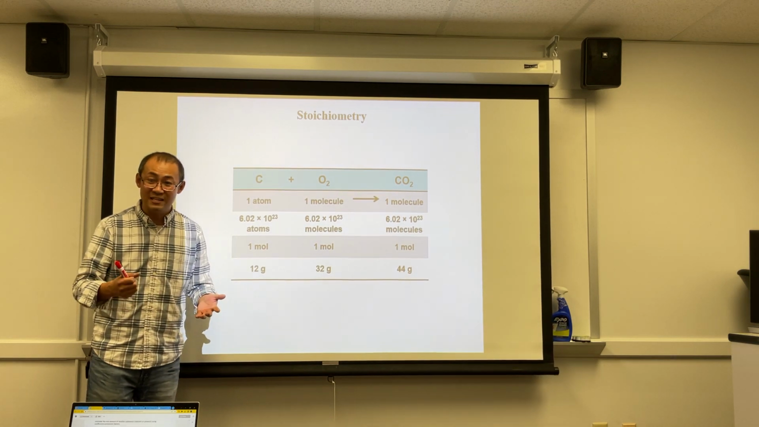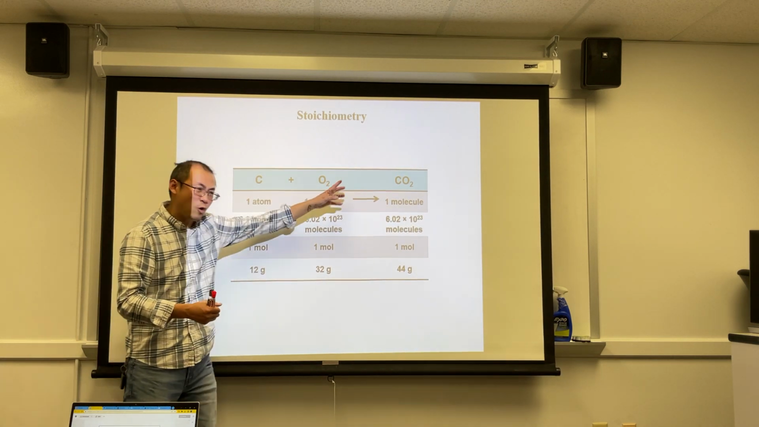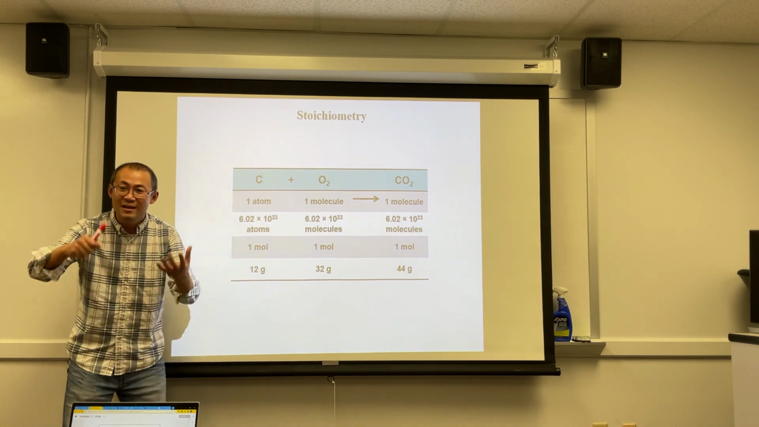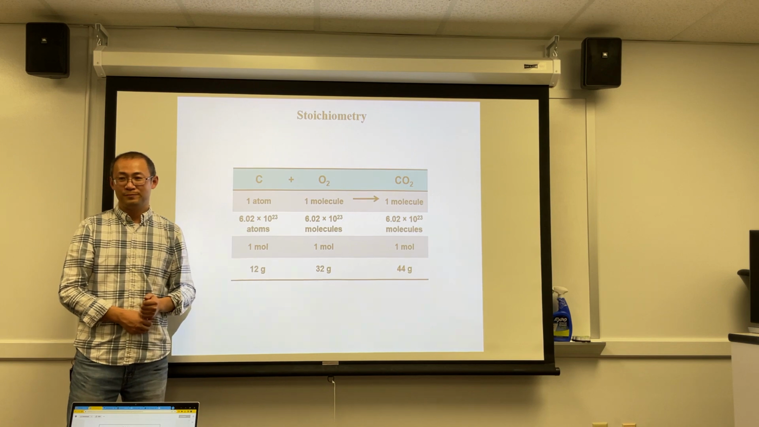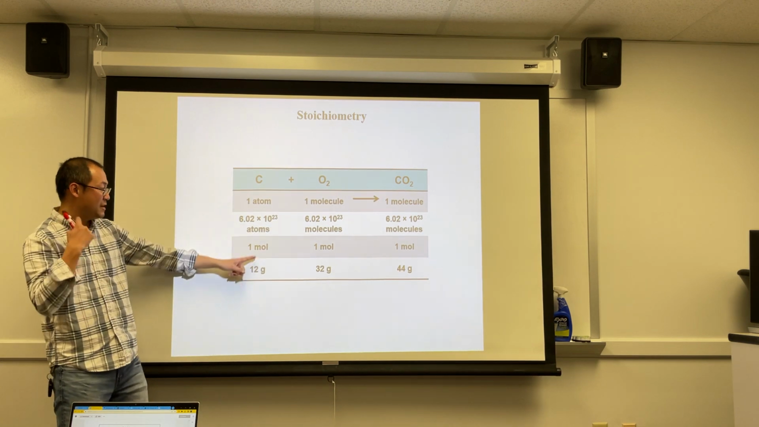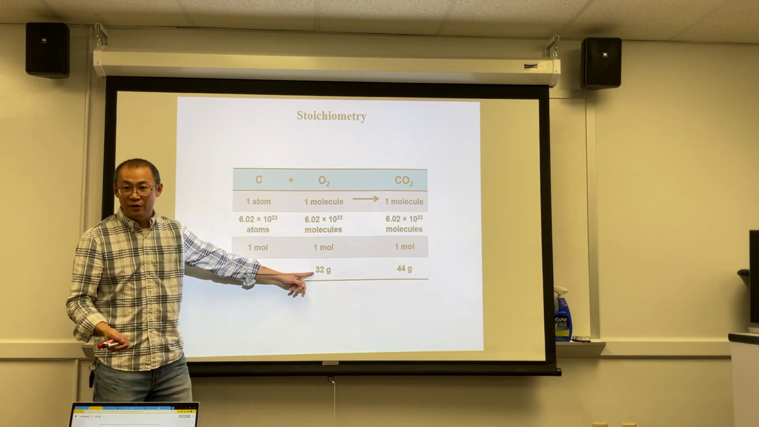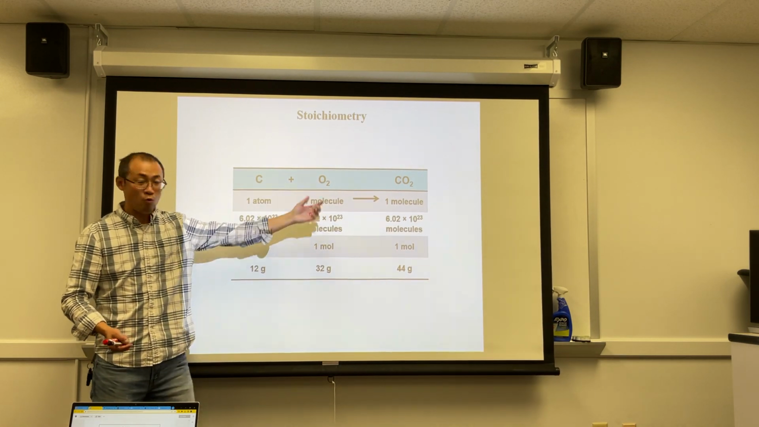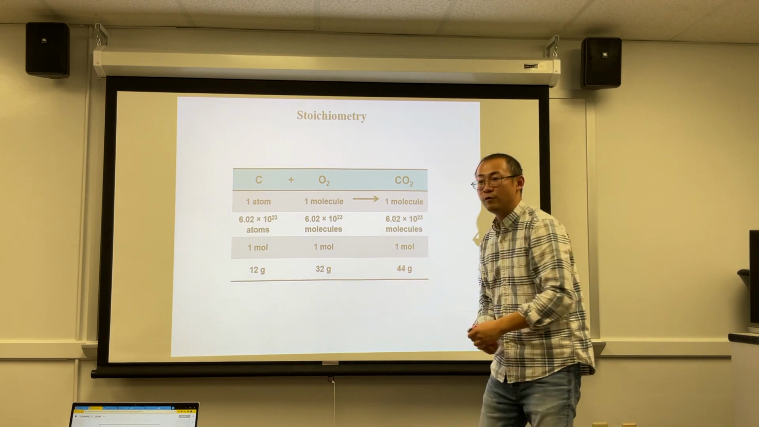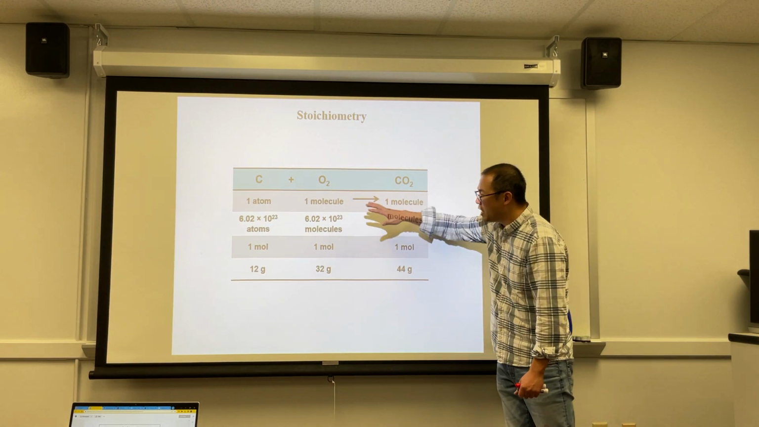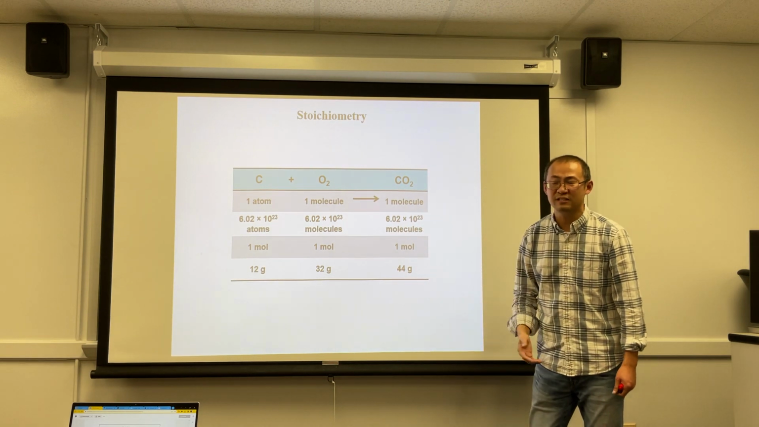Why do we care about mass? Because for any chemicals, any compound, what we can measure in the lab is mass. For example, one mole of carbon is how many grams? 12 grams. One mole of oxygen is how many grams? 32, because two oxygens is 32. One mole of CO2 is how many grams? 44 grams. Do you see that? That's why, if you only know one molecule, it doesn't do anything. I still cannot tell anything.